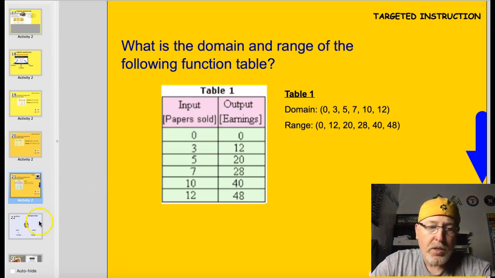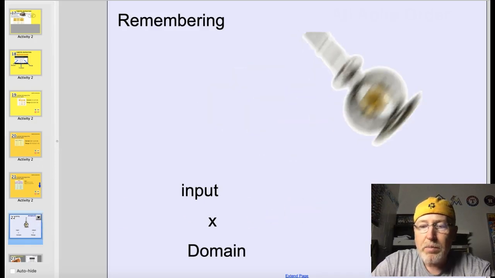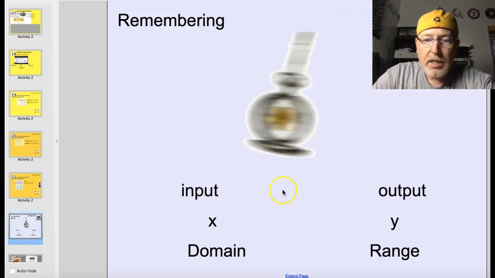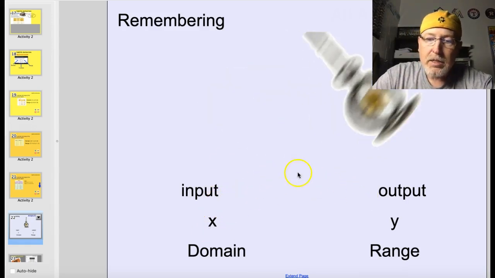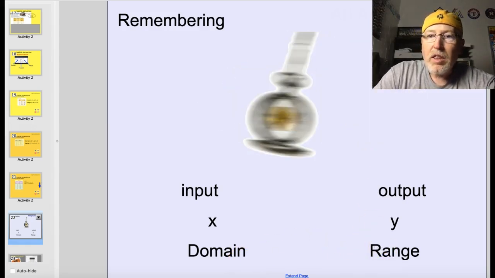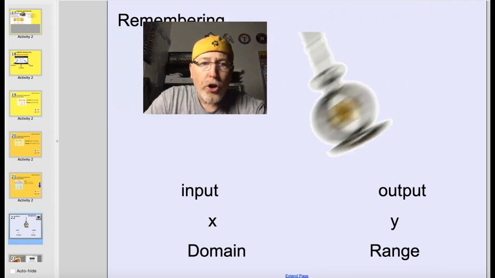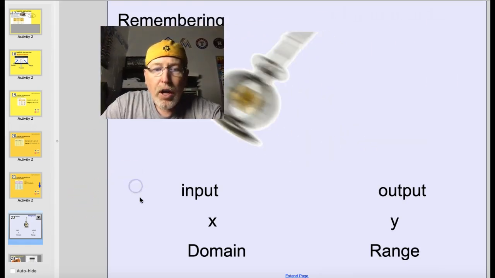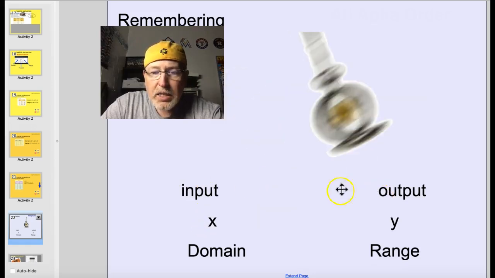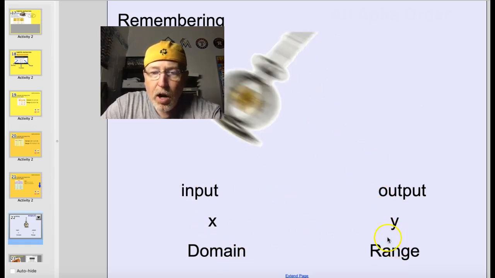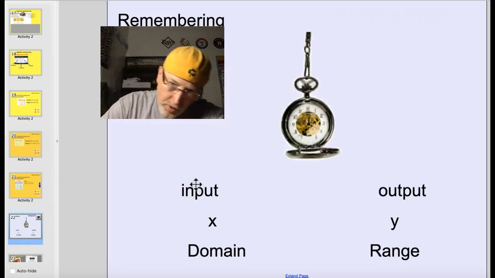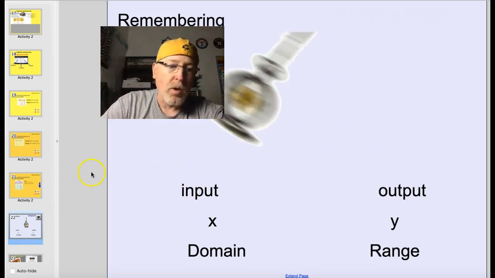So how do you remember this? Well, I don't know why so many people forget this. I mean, look at in, out, x, y, domain, range. They're in alphabetical order. I before O, X before Y, D before R. Domain, range.